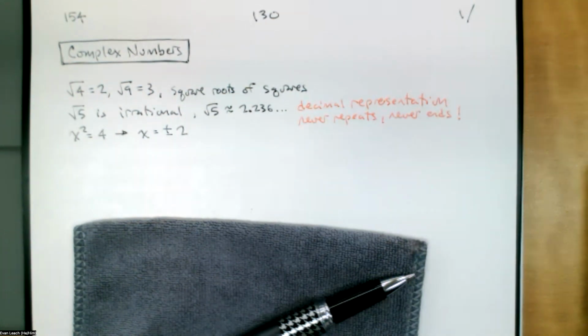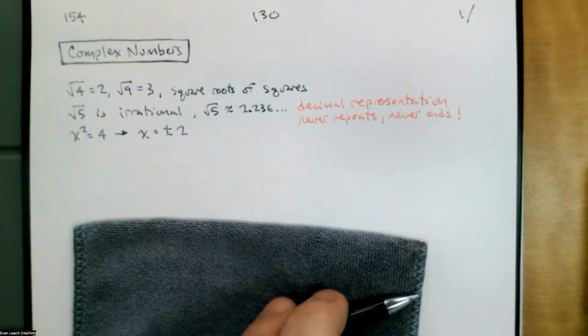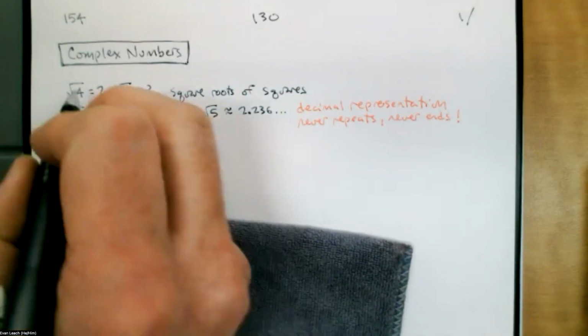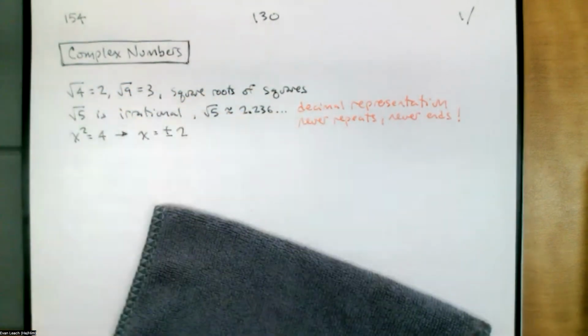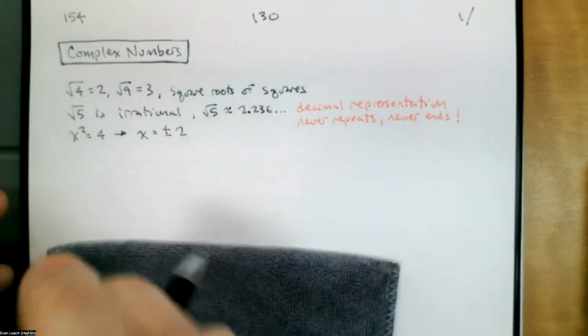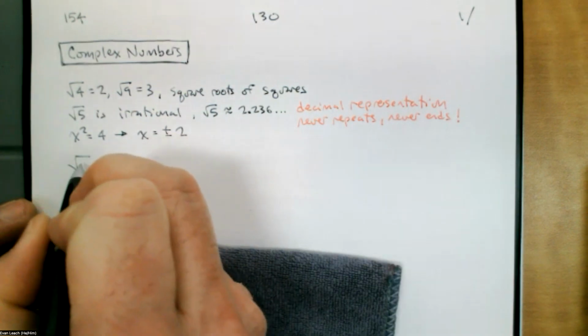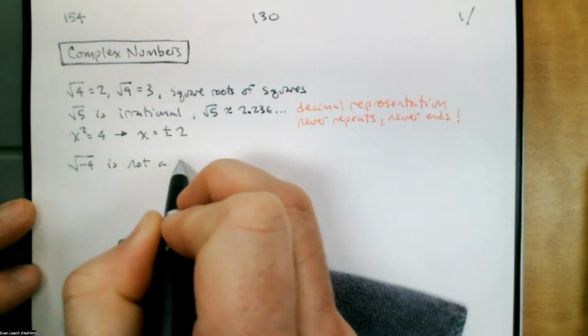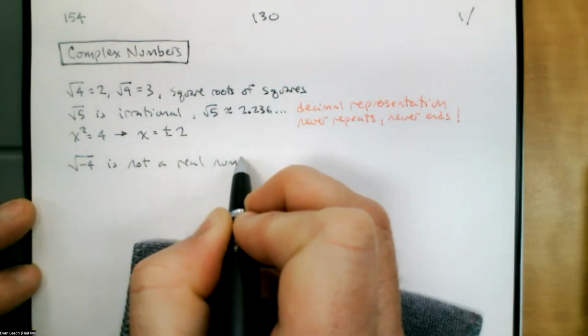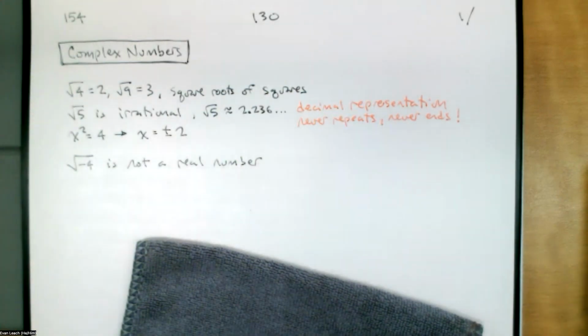Now, throughout this whole process, if we have the square root of a negative number, we said that is not a real number. So back at the beginning, we had the square root of 4, square root of 9, square root of 5 is irrational. But if I have the square root of a negative number, we said that's not a real number. And then that's where it was over. It was not a real number.